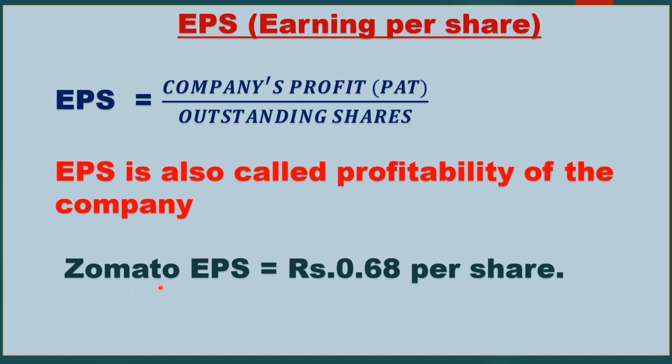For example, in the case of Zomato, we have already considered this. Per share it earns only 0.68. Okay, this is a very low earnings per share. Similarly, you can calculate for other companies and see if EPS is good, then the company earns more. It is using the capital for profitability.